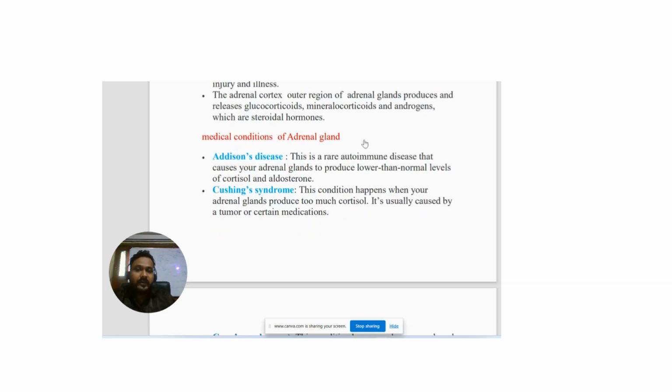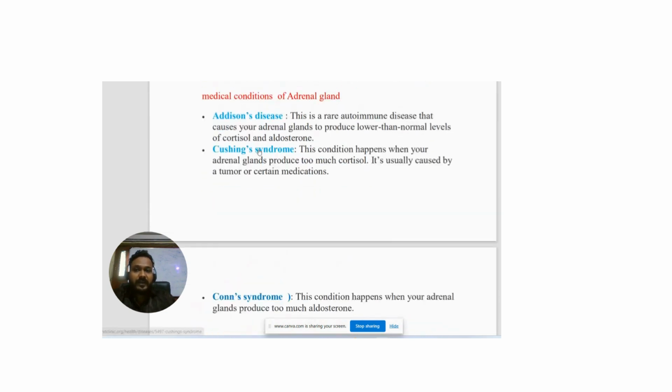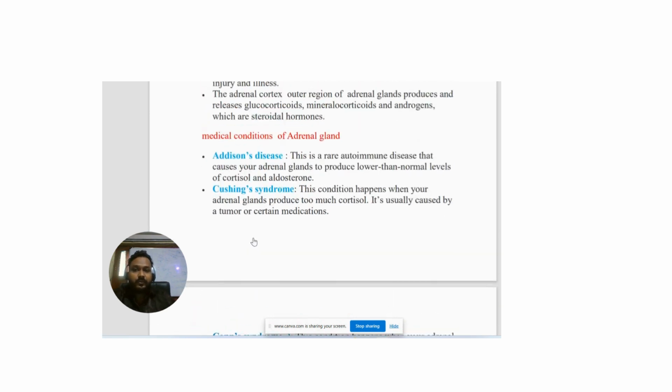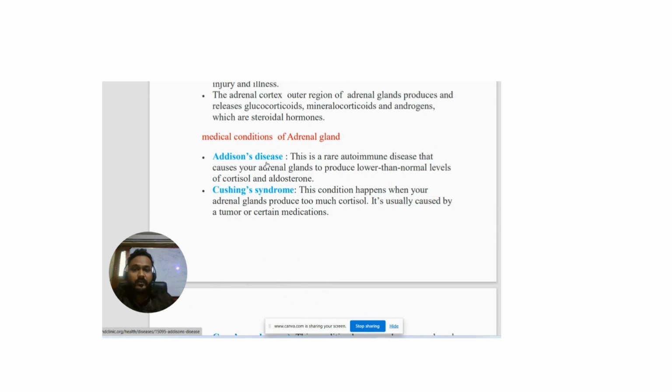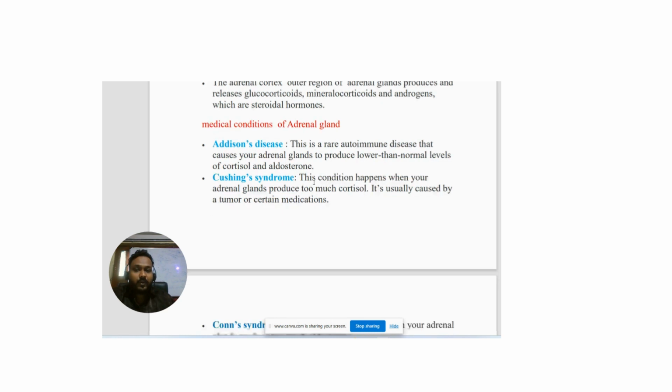Medical conditions of the adrenal gland. There are three medical conditions: Addison's disease, Cushing syndrome, and Conn syndrome. What is Addison's disease? This is a rare autoimmune disease that causes the adrenal gland to produce lower than normal levels of cortisol and aldosterone.